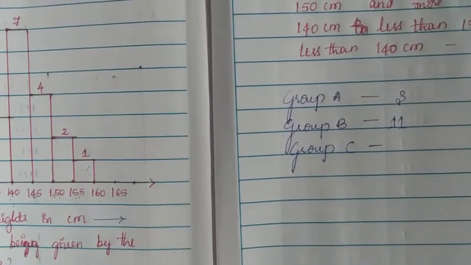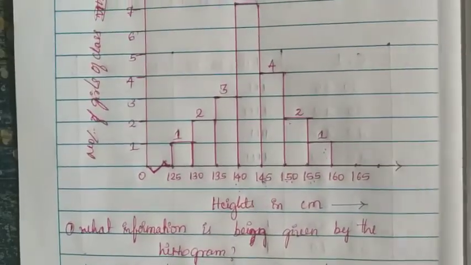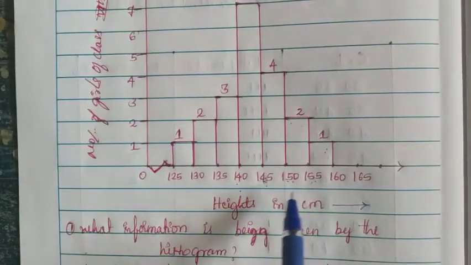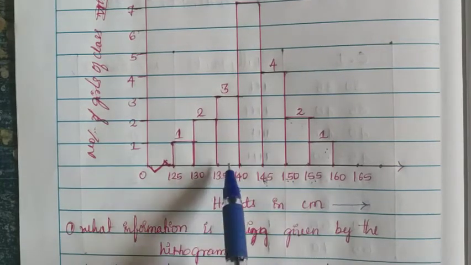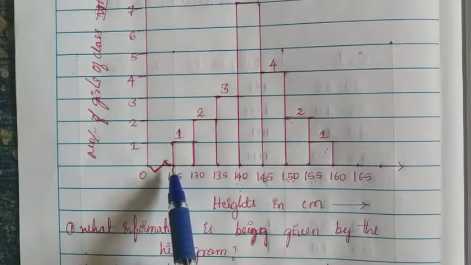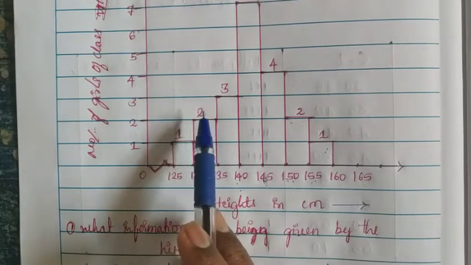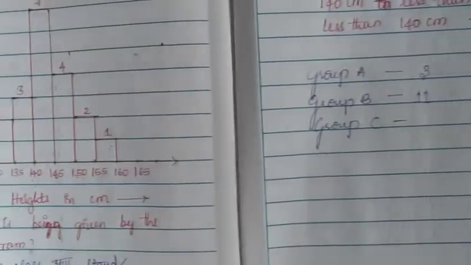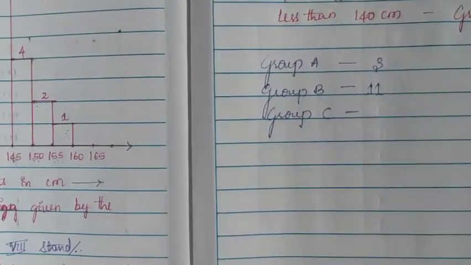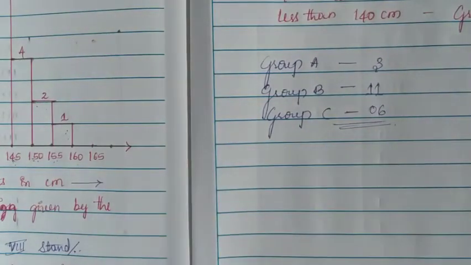In the group C, what is asked? Less than 140 centimeter. Now observe, less than 140 centimeter. There are 3 bars coming under this group. So totally girls, 1 plus 2, 3. 3 plus 3, 6. 6 girls have a height less than 140 centimeter.